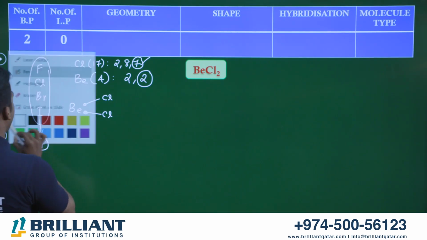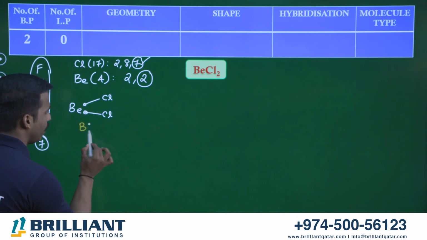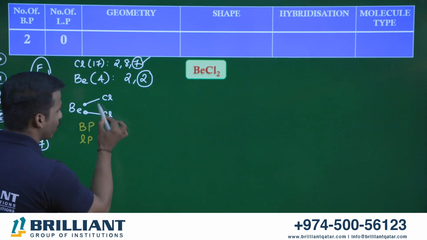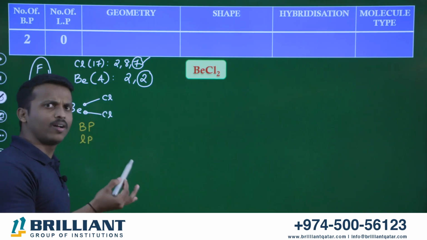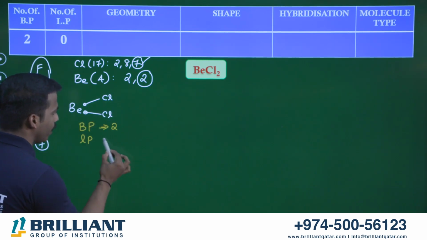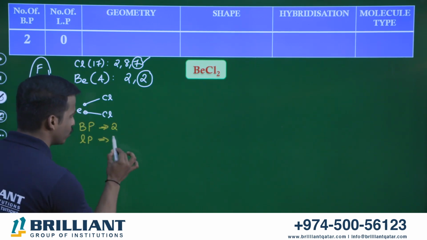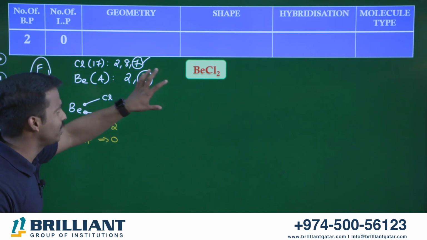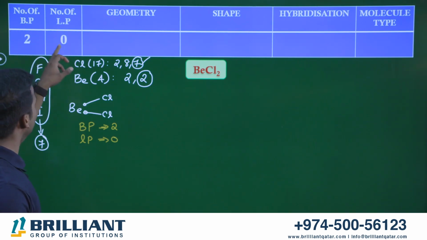Now let us find out how many bond pairs and lone pairs are on the central atom beryllium. There are 2 bond pairs. Single bonds are generally sigma bonds. The number of sigma bonds is the number of bond pairs you can consider. So 2 bonds are there, therefore bond pair is equal to 2. Can you see any lone pair on the beryllium? No, right? All the electrons are already involved in bonding. So 0. In BeCl2, there are 2 bond pairs and 0 lone pairs.